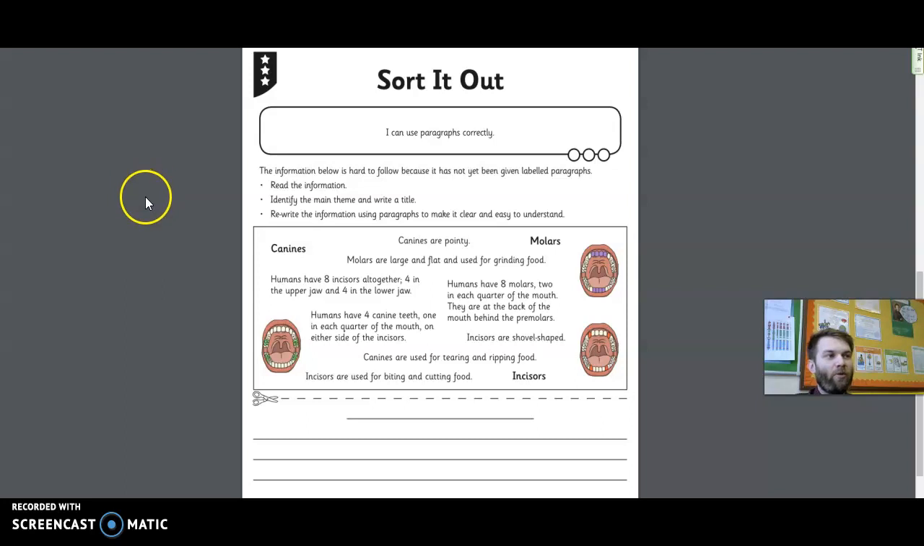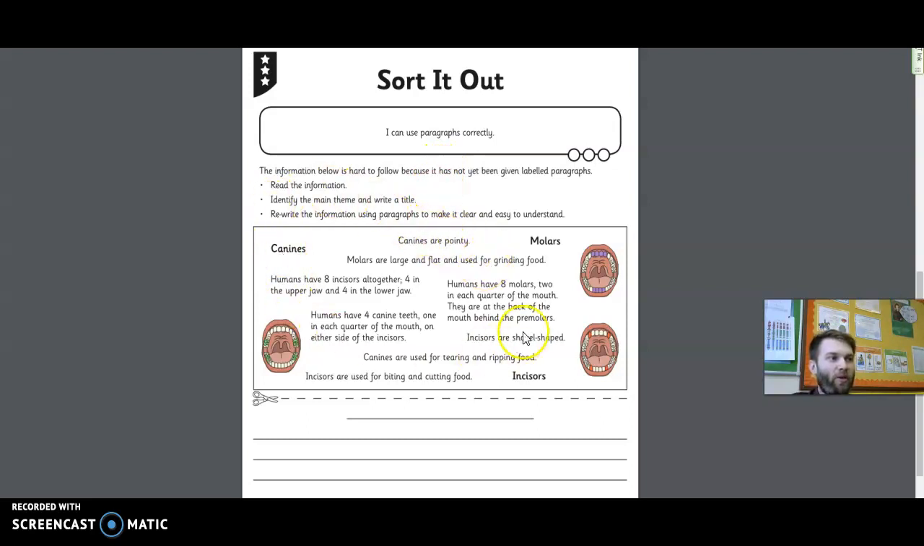So when we're making non-chronological reports, we need to be accurate with our paragraphs, and we need to make sure that the paragraphs we write are only containing information about the correct topic. So this activity is a chance for you to practice doing that.